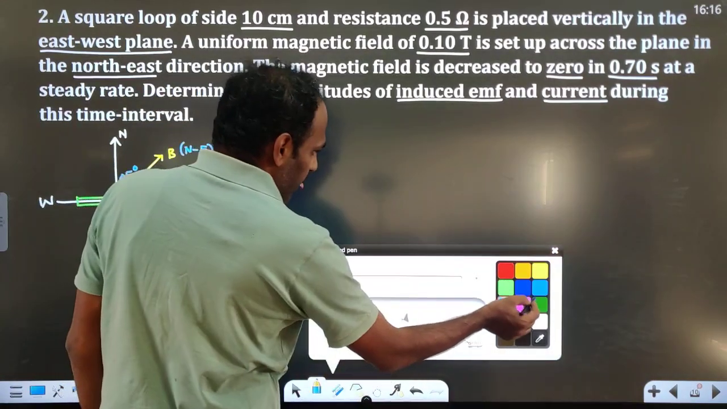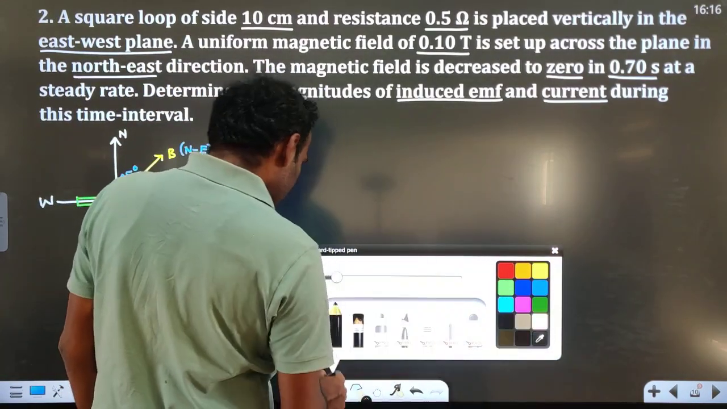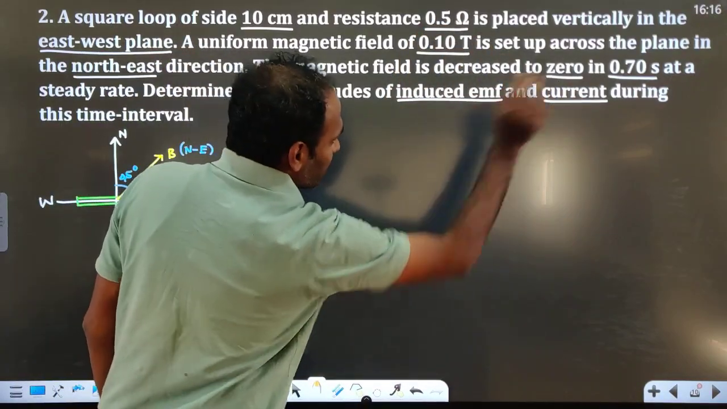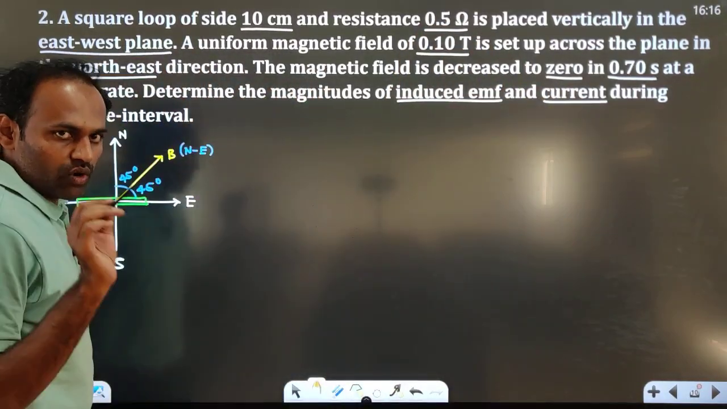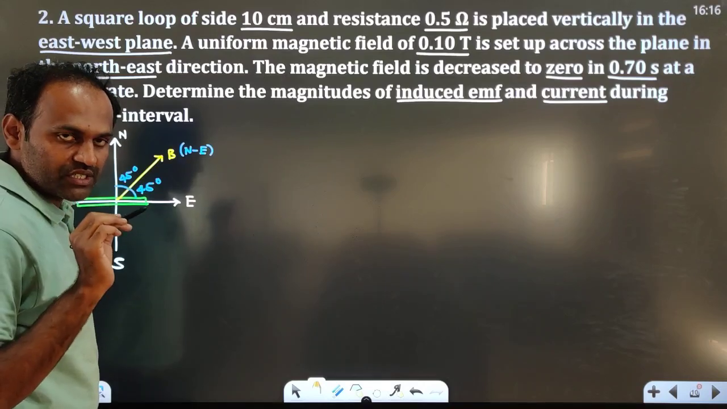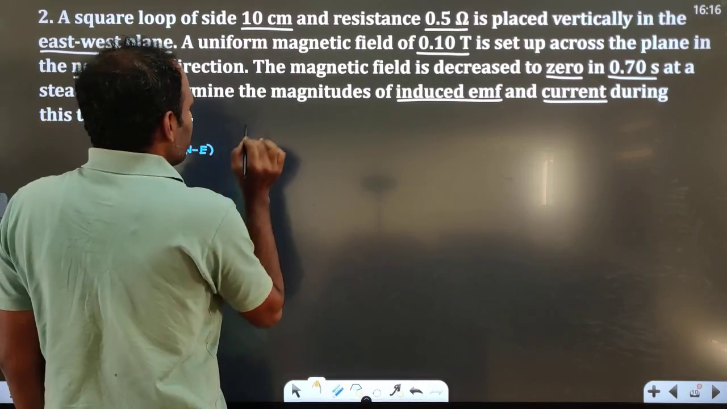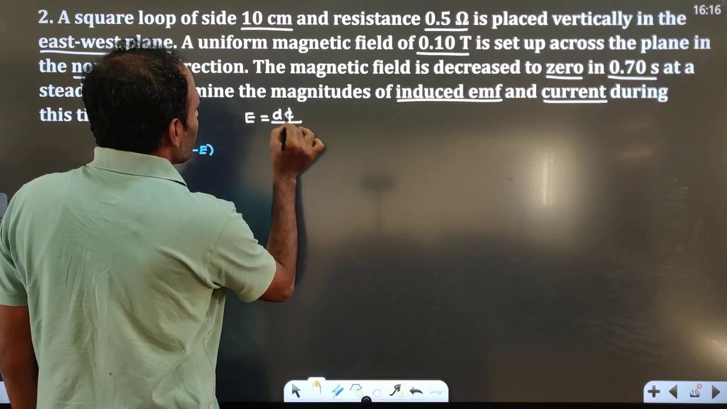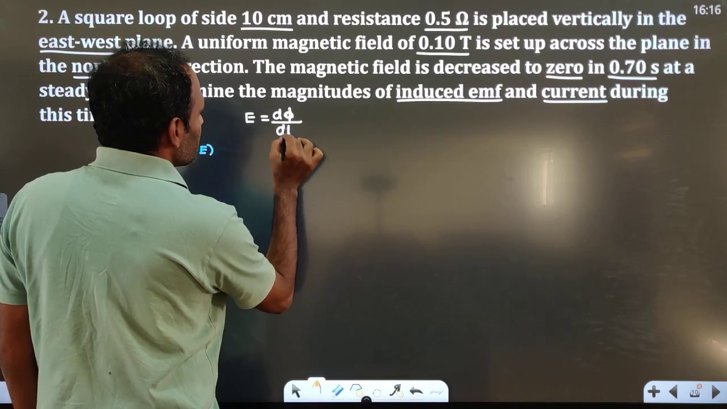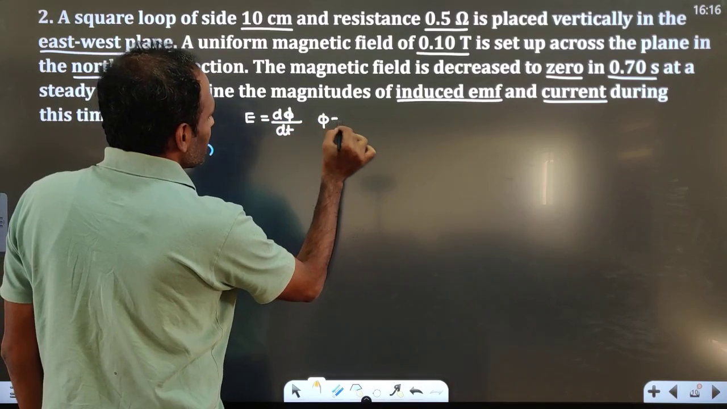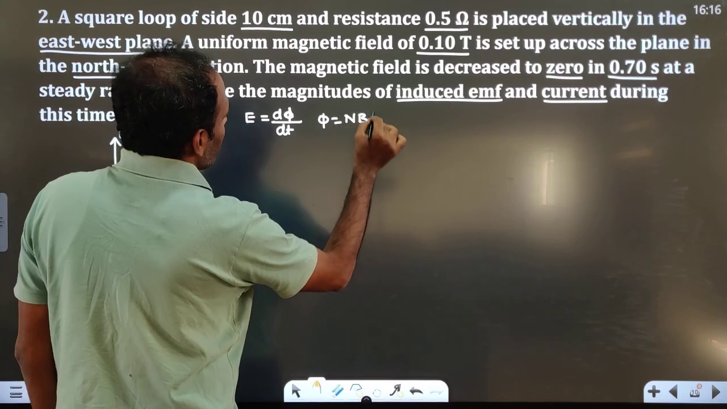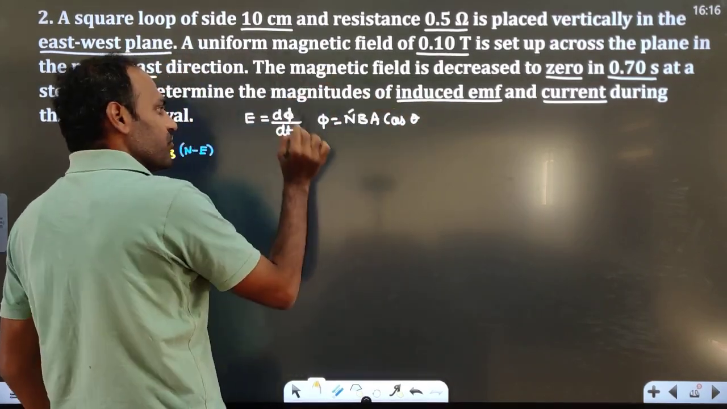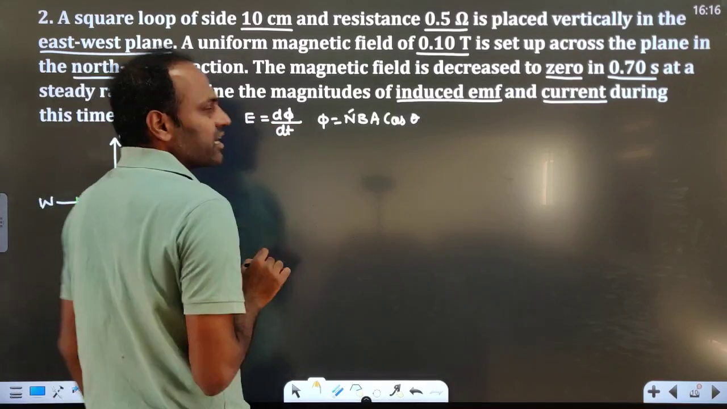Here the magnetic field is 0.10 Tesla and it will become 0 in 0.70 seconds. So what is changing here? The magnetic field is changing. To get EMF induced, the flux has to change. The flux depends on N, B, A cos theta. It means if the number of turns changes, flux will change. If flux changes, EMF will get induced.